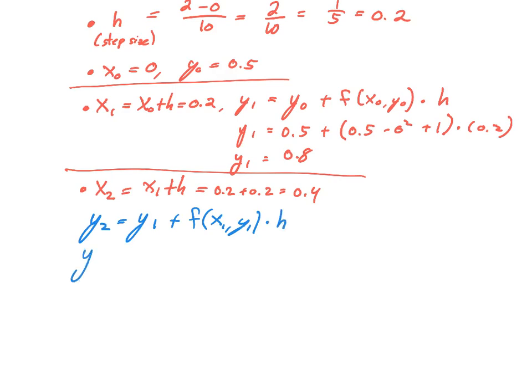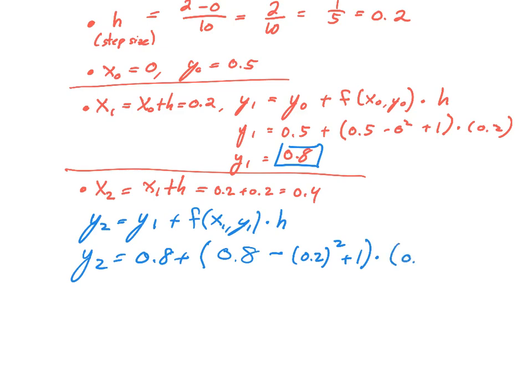And if I fill that out, my y sub 2 is just going to be y sub 1, which is over here. So that's 0.8 plus, and I put it back into that function, 0.8 minus the x1 squared, and the x1 squared was 0.2 squared, plus 1 times the h, which stays the same. In this case, it's 0.2, which should work out to be equal to 1.152.